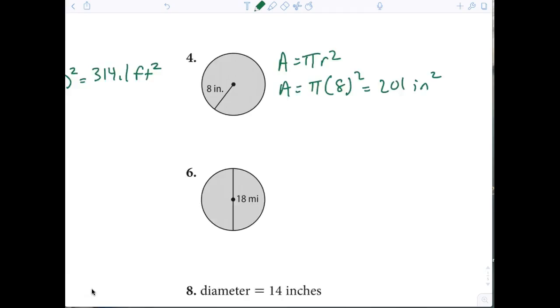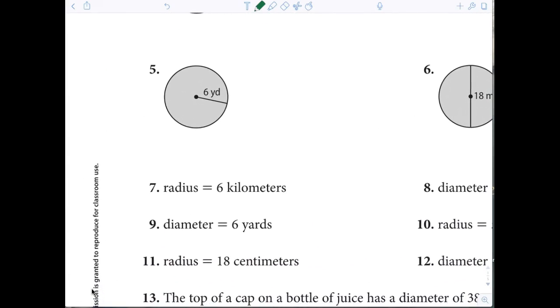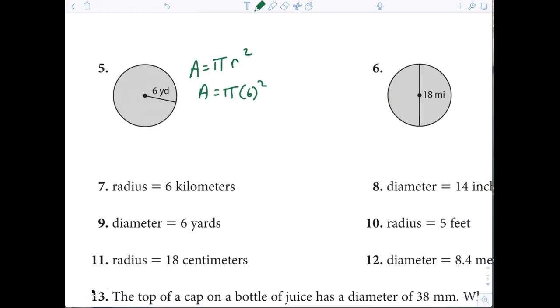Okay, Aiden, you're up. Tell me about number 5. Yes, pi r squared. And then what's the radius? 113.1. And then don't forget the units, please. Squared, right? Area is squares.